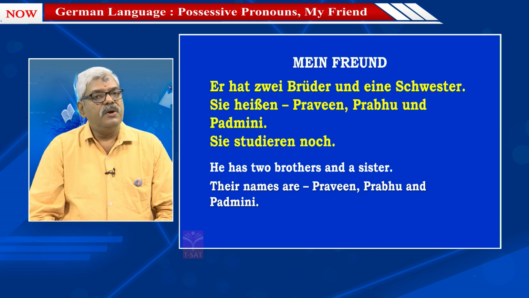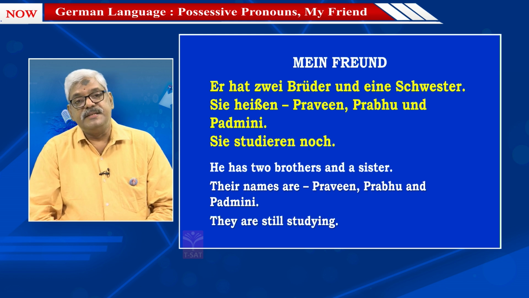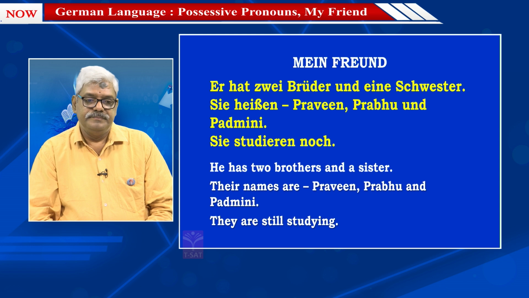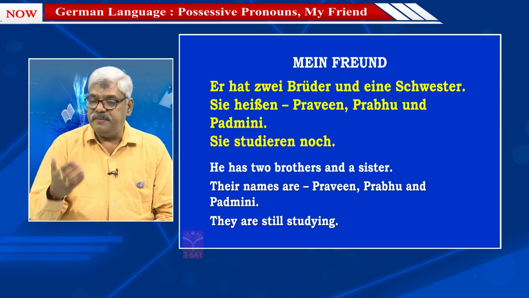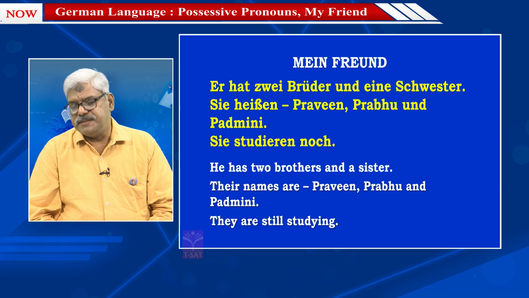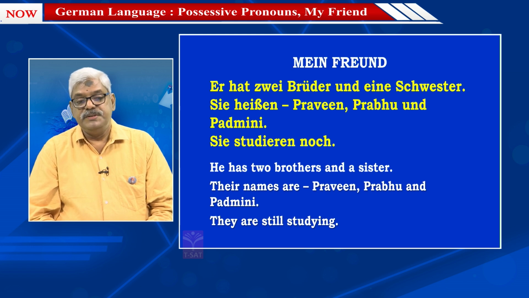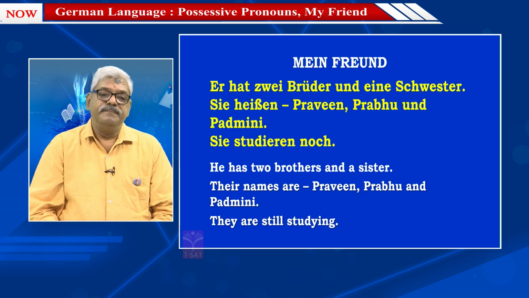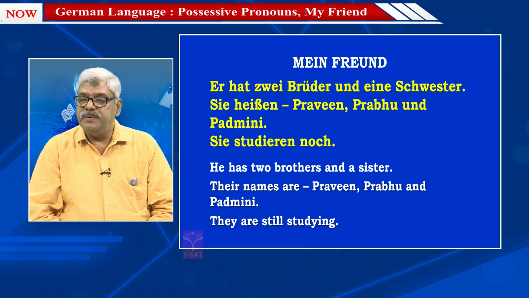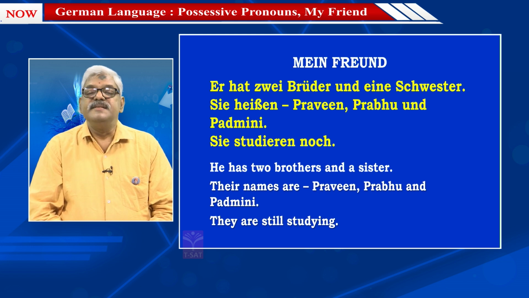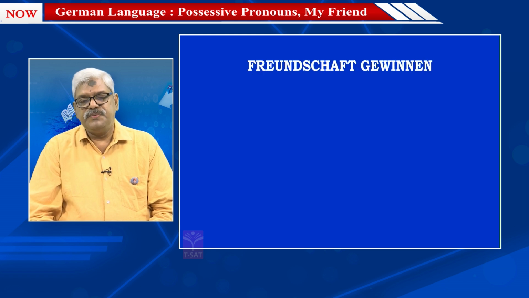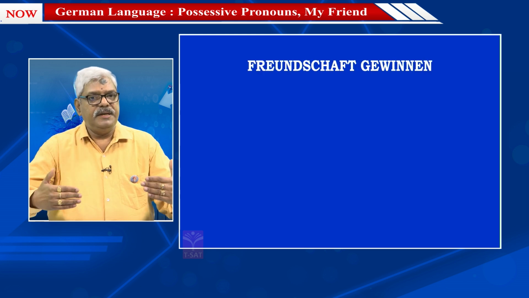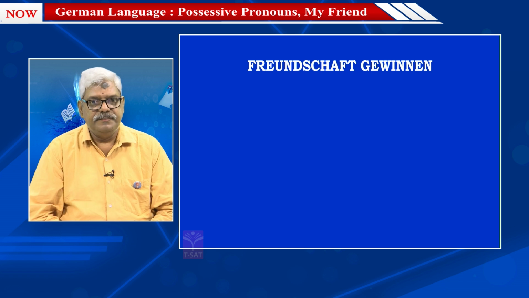Sie studieren noch. They are still studying. So he has 2 brothers and 1 sister. Their names are Praveen, Prabhu and Padmini, and they are still studying. German sentences, once again. Hat 2 Brüder und eine Schwester. Sie heißen Praveen, Prabhu und Padmini. Sie studieren noch. So in this way, I wanted to tell you about my friend as a text.